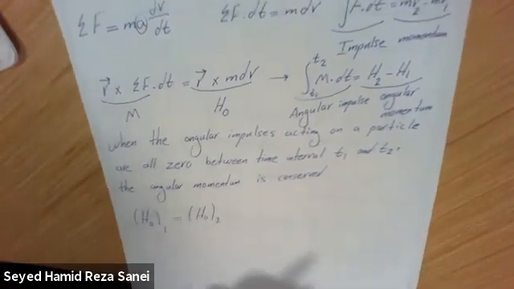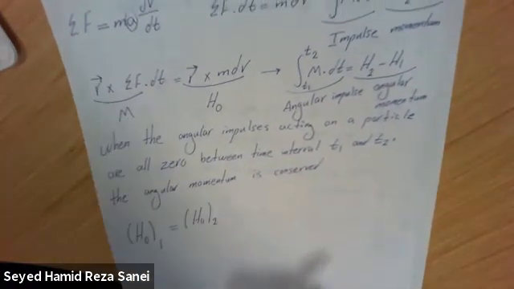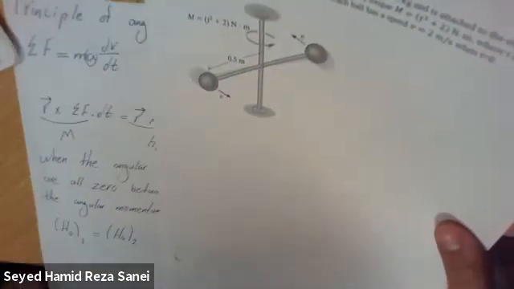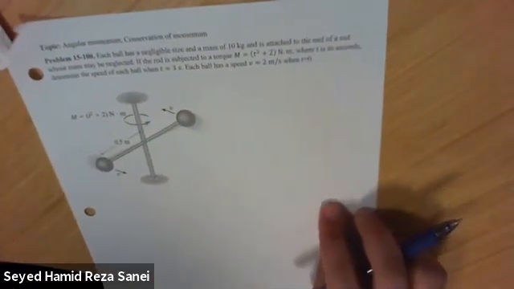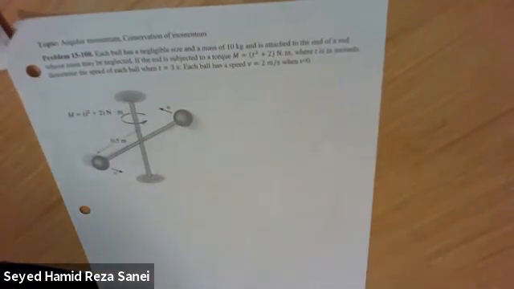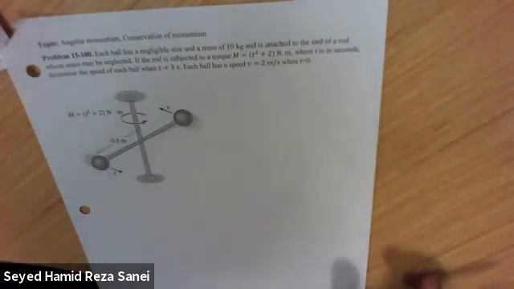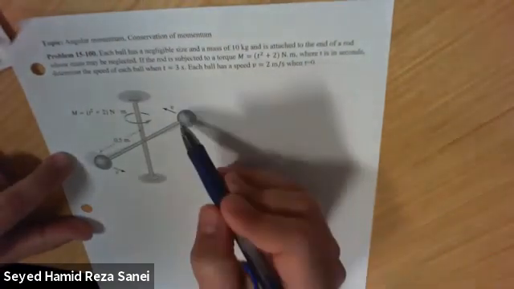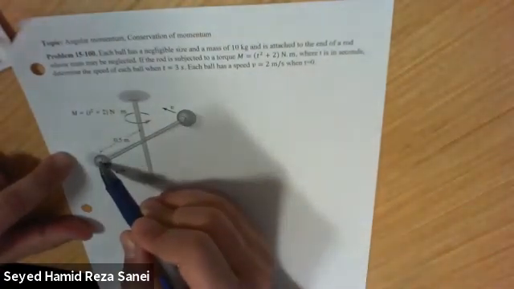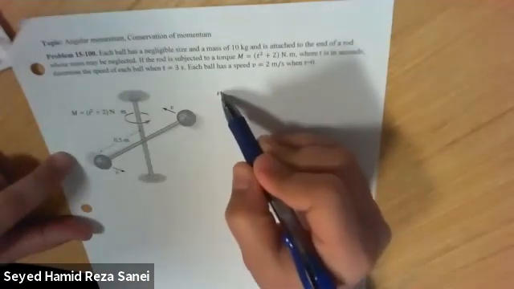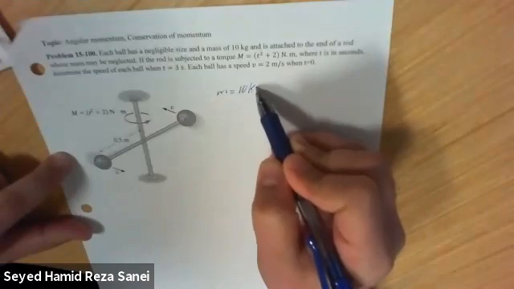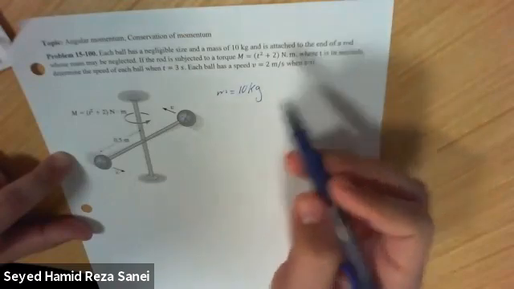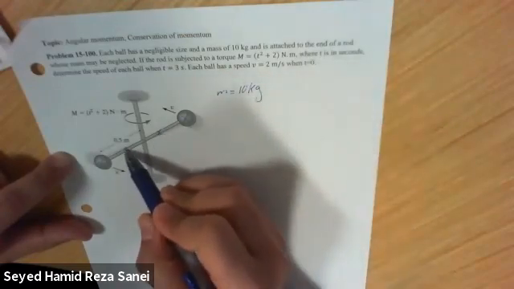Now let's solve a problem. The first problem that we are going to solve, if we look at the first problem, each ball has a negligible size and a mass of 10 kilograms. So there are two balls, each has a mass of 10 kilograms. So the unit is SI, and it's attached to the end of a rod whose mass may be neglected. So we're going to neglect the mass of this rod.